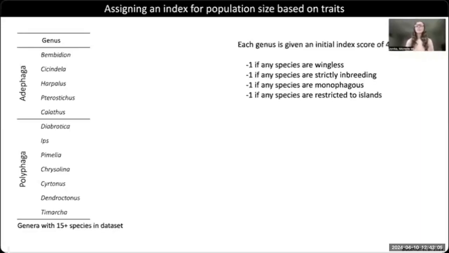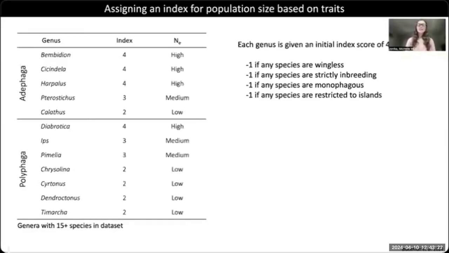And so expected effective population size was categorized by the number of effective population size impacting traits in a clade. These were things such as wingless, strictly inbreeding, monophagous, and restricted to islands. An index was assigned to each of these genera, and then a category of high, medium, or low effective population size was assigned to the clade based on the index that was given.